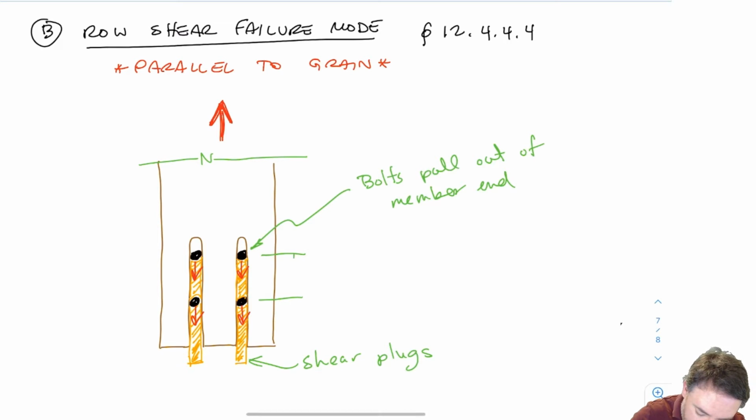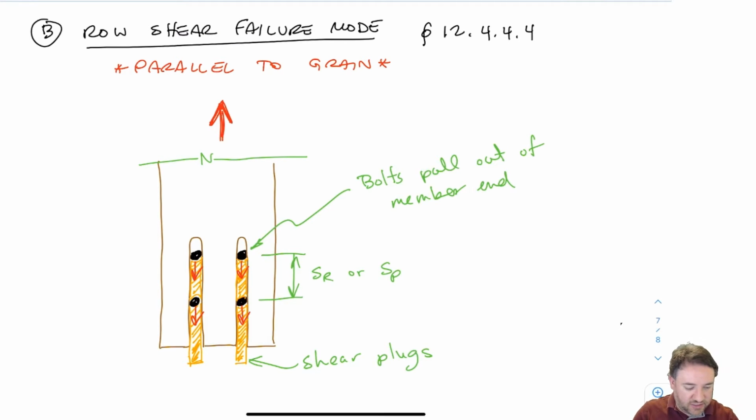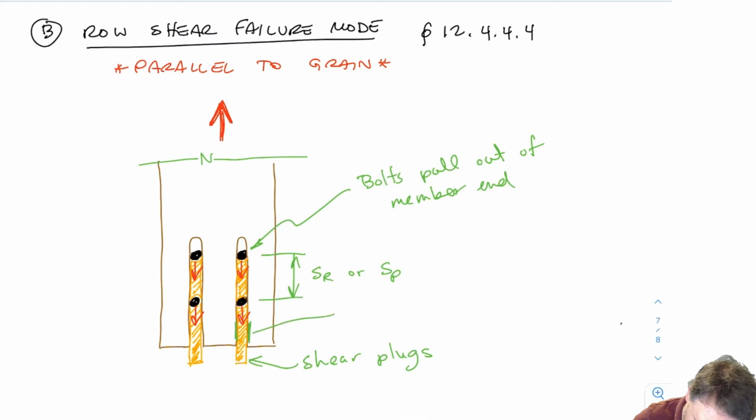So here I have my spacings like before. This is SR, which is the within row spacing in O86.14, or we call that the parallel to grain spacing in O86.19. And in order for each of these plugs to fail, I have to fail along two lines. I need to fail this line here and this line here for the entire length of the piece of wood. So this is two failure planes.